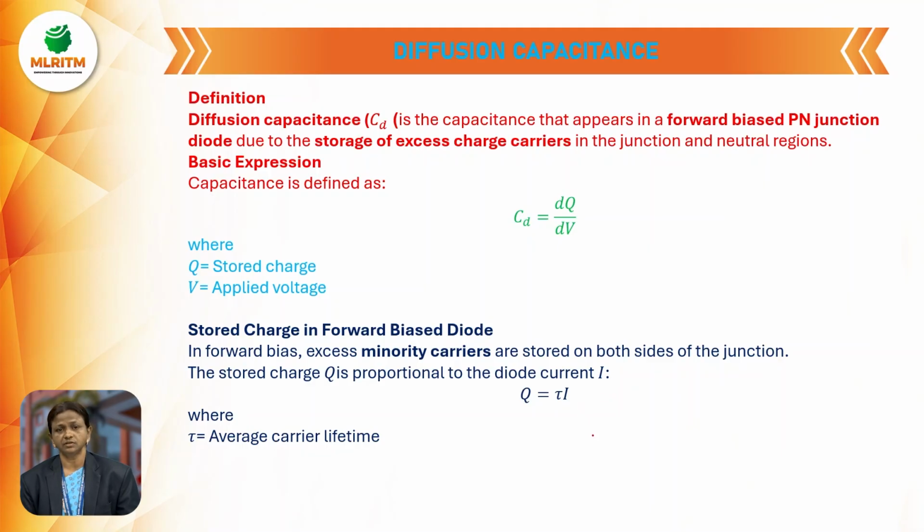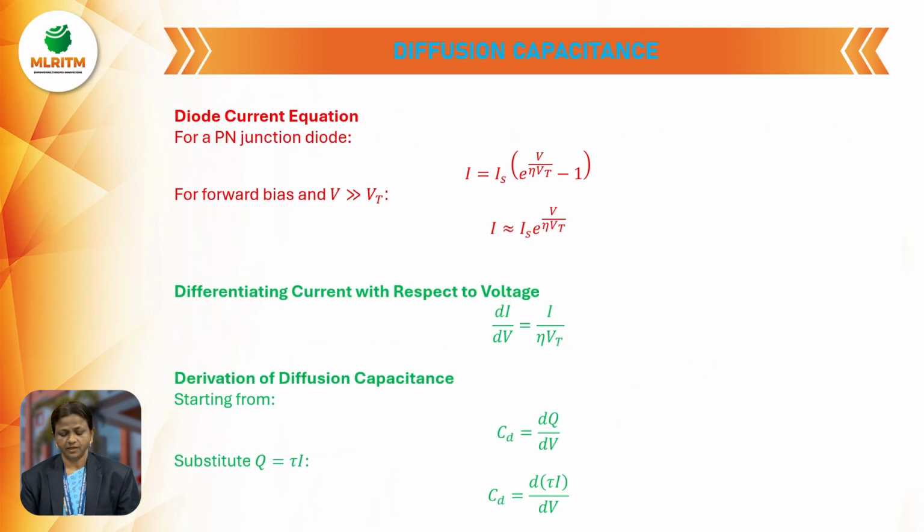What is the current equation? I equal to I naught into e power v by eta Vt minus 1. Here I naught is nothing but reverse current. Forward current is denoted as IF. So I equal to I naught into e power v by eta Vt minus 1.